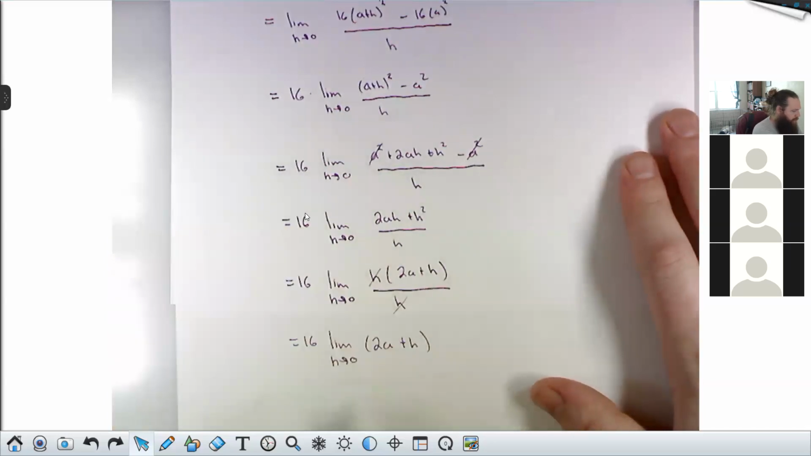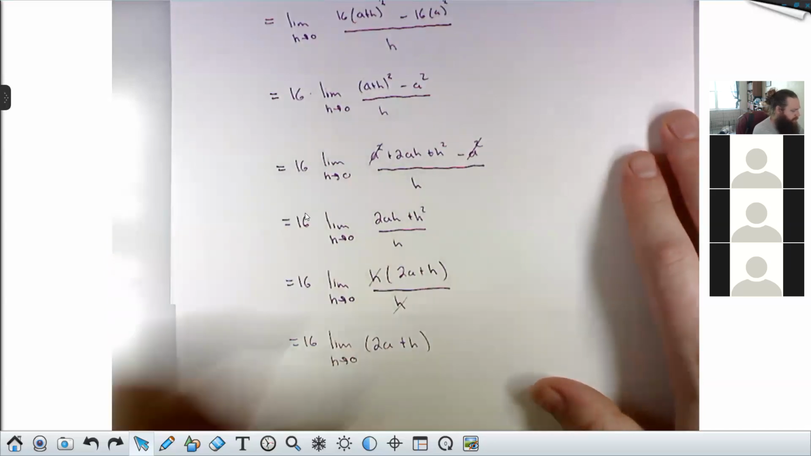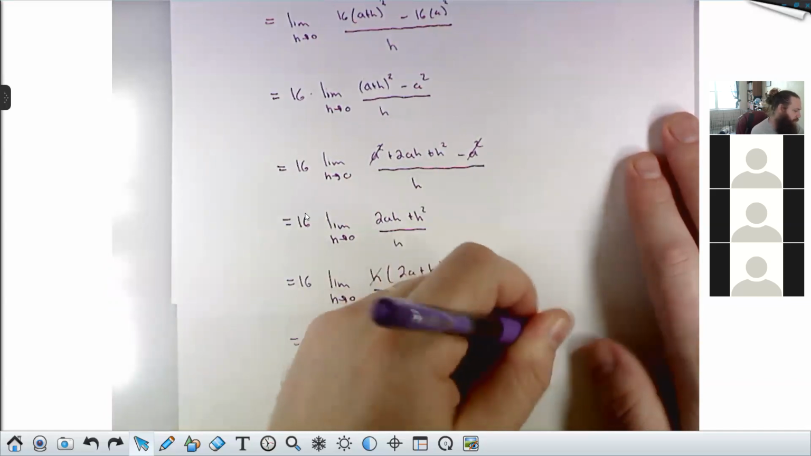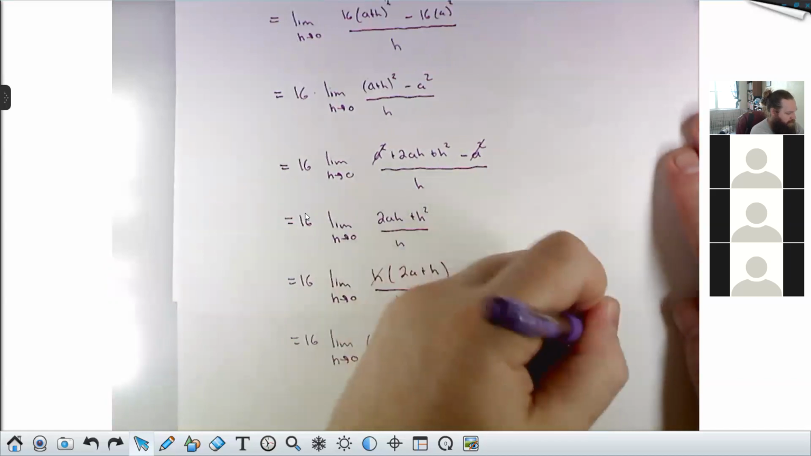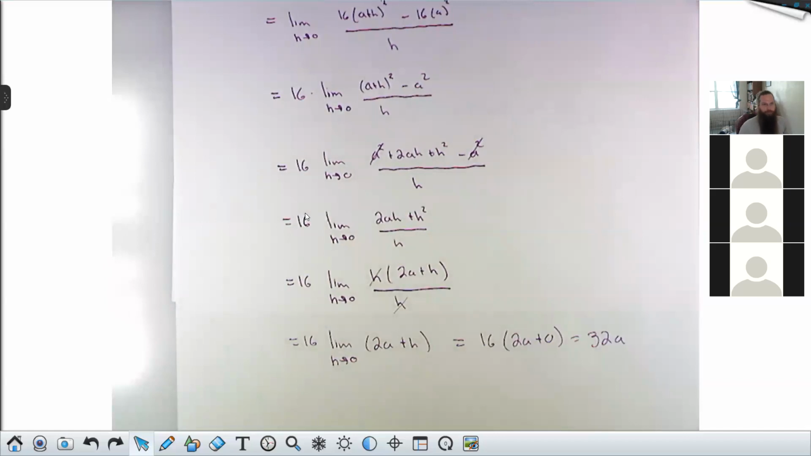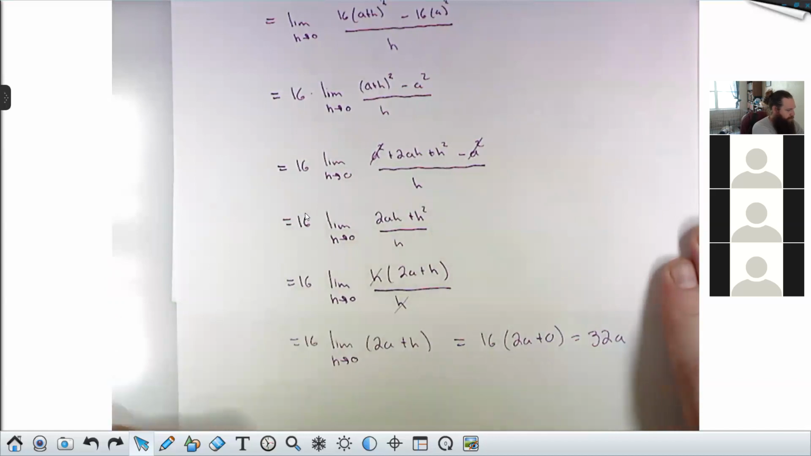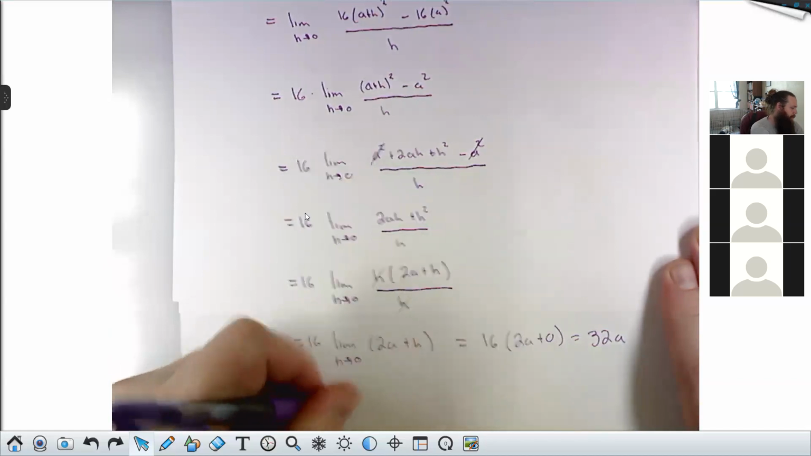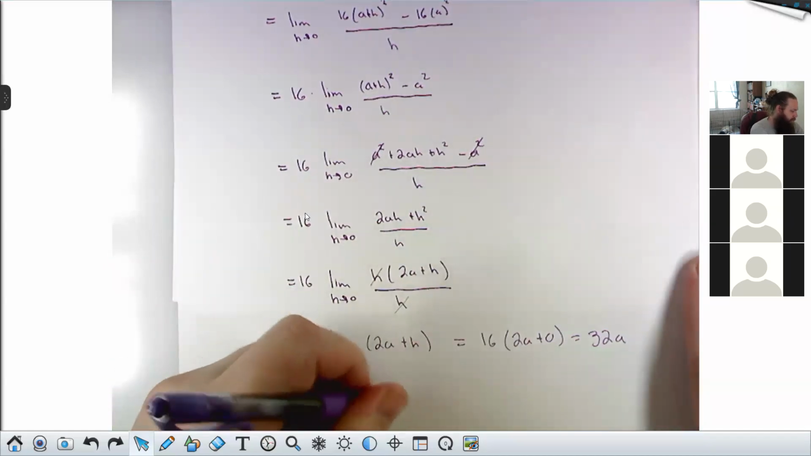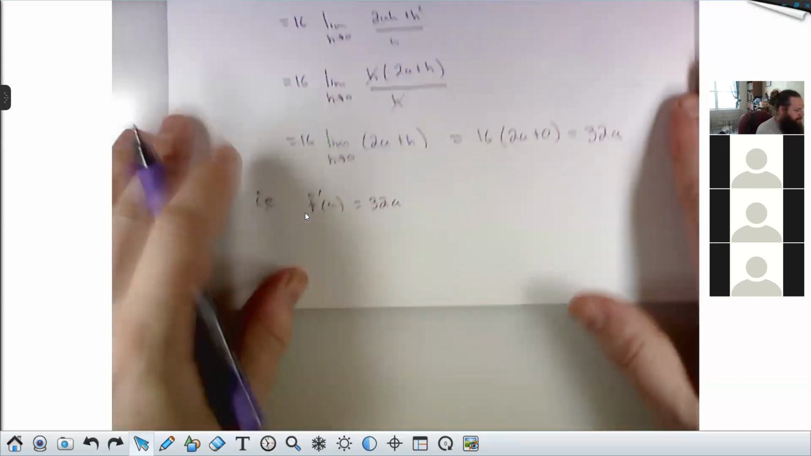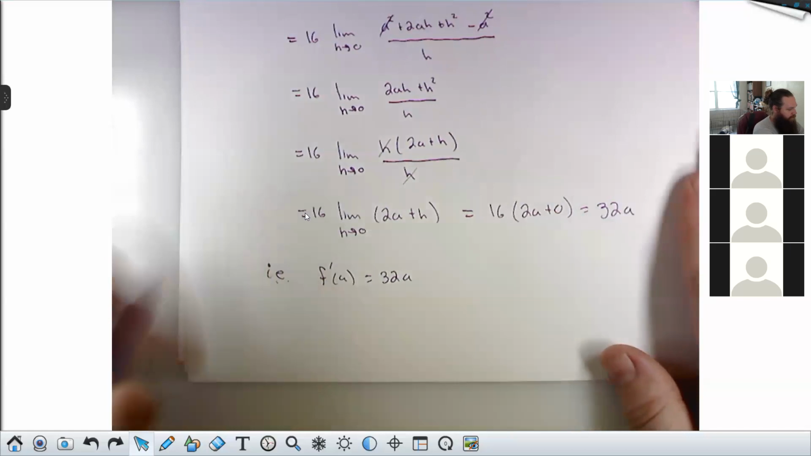And just like we did in the other ones, you can now send h to 0. So you get 16 times 2a plus 0, or just 32a. Because we've taken so much space to write this, i.e. f prime of a is 32a. So if you want to know the speed of this book at any time, just plug that in for a.